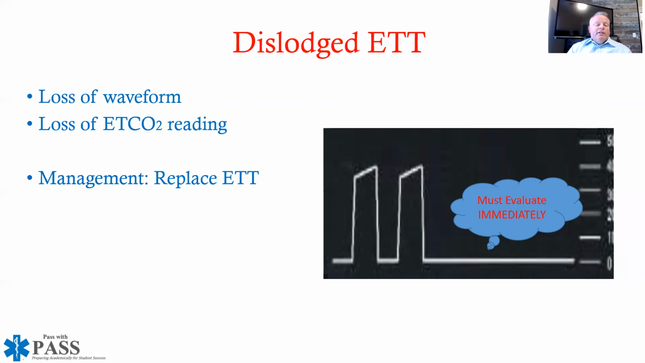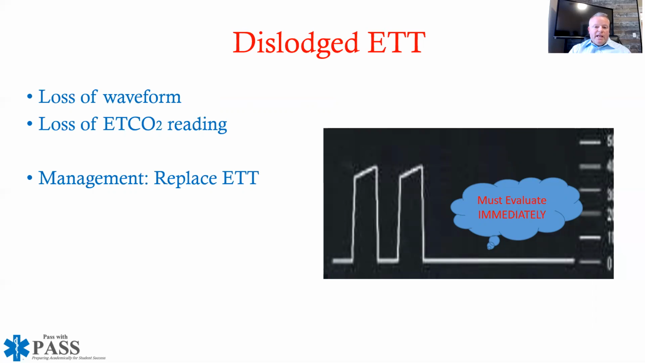Condition where we have a dislodged ET tube or we lose the ET tube, we're going to get a loss of waveform, and we're going to get a loss of end tidal CO2 reading. So what's our management? Think DOPE mnemonic. If you guys have been through different airway courses, DOPE is dislodged, obstruction, pneumothorax, or equipment malfunction.